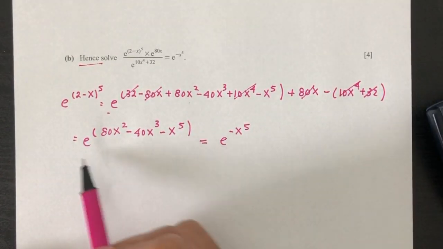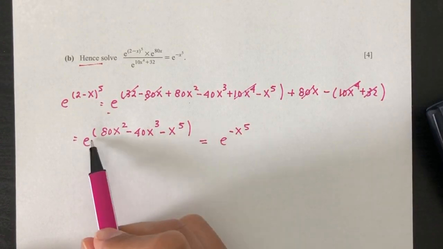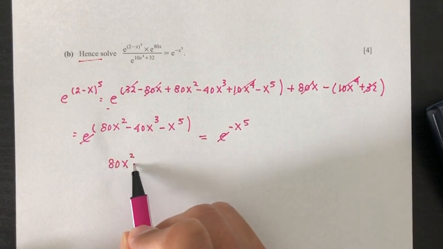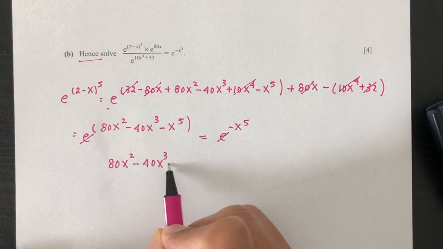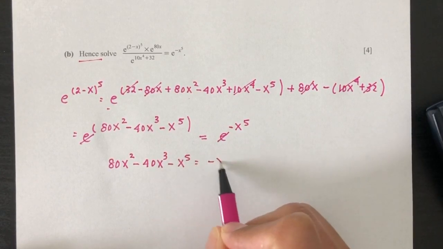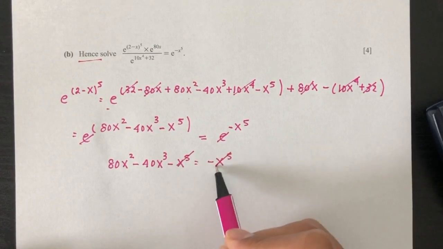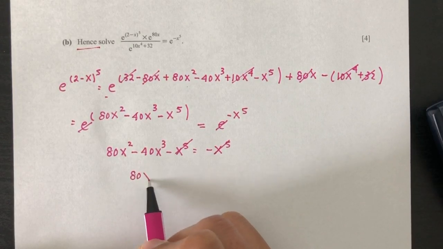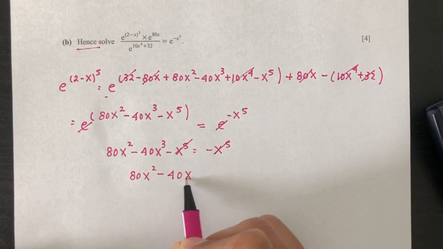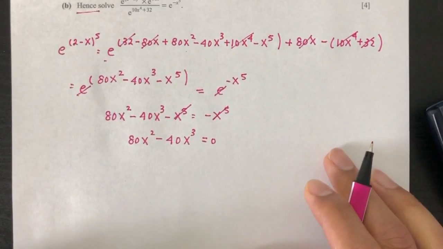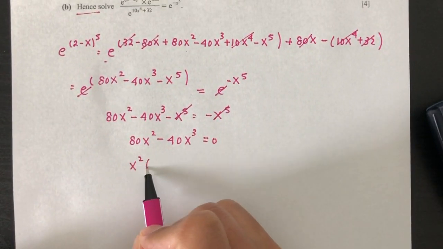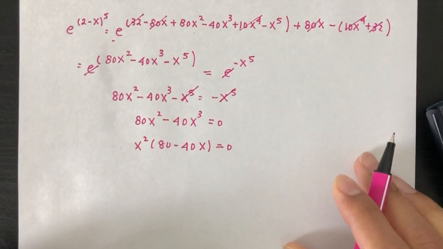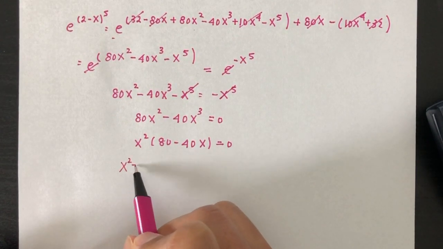Since they have the same base, we can just remove the base. You'll have the same top, which is 80x squared minus 40x cubed minus this, equal to minus this. So these two will cancel out. You will have 80x squared minus 40x cubed remaining. So let's factorize. We factorize x squared out. You will have 80 minus 40x. So your first answer will be x squared is equal to 0.